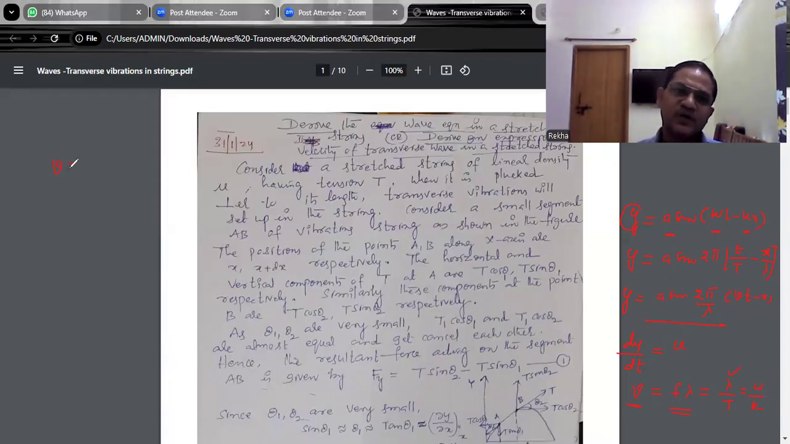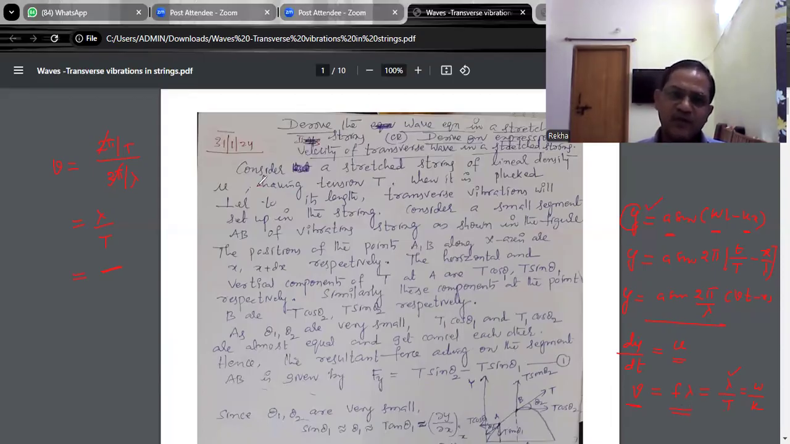So that we can check. Omega is 2 pi by capital T, right? And k is 2 pi by lambda. 2 pi cancels, giving lambda by T. But lambda by T is what? The velocity of the wave. So three formulas: V is equal to f lambda, that is equal to lambda by T, that is equal to omega by k. So this is the displacement of the particle, dy by dt represents the velocity of the particle, and V is the velocity of the wave.